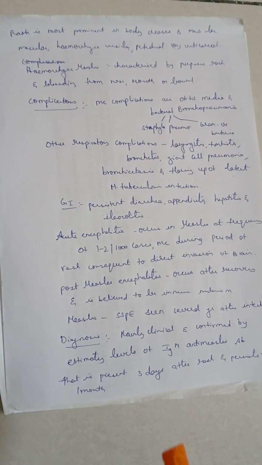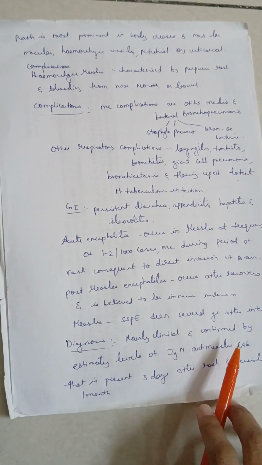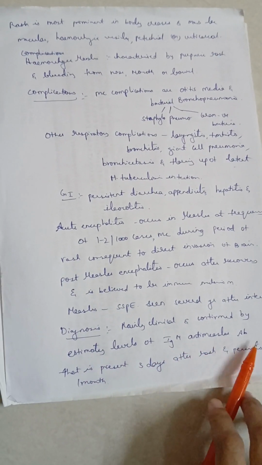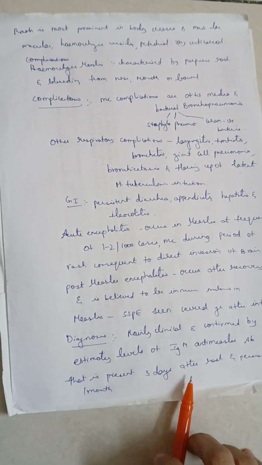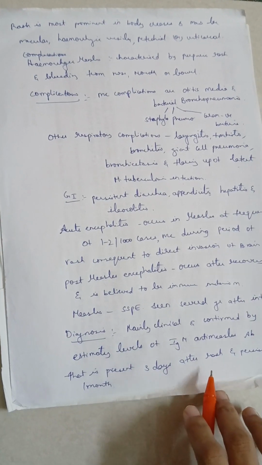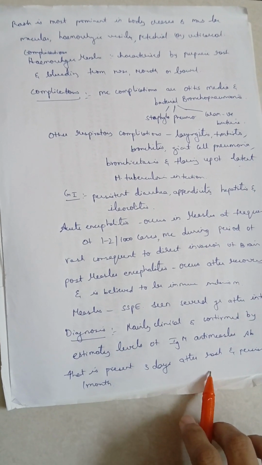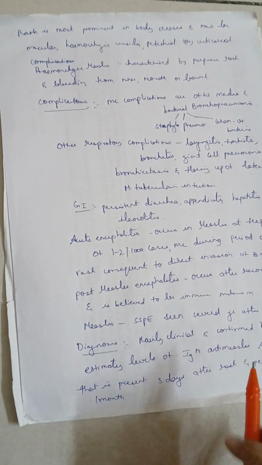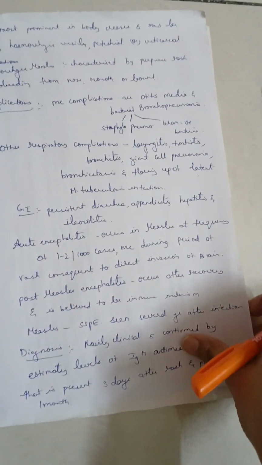The diagnosis is mainly clinical, and it is confirmed by estimating the levels of IgM anti-measles antibody, which is present 3 days after the rash and persists for 1 month. So after the rash appears, and for 1 month, these IgM anti-measles antibodies can be positive in measles affected individuals. And the DDs.